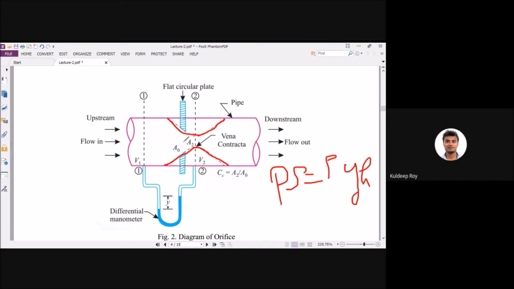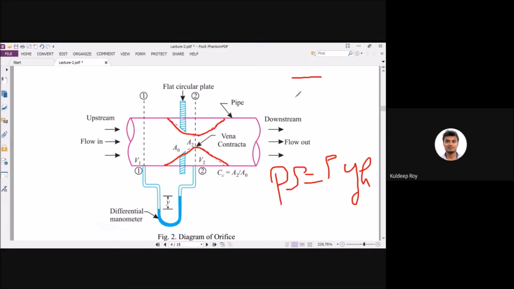At this position velocity will increase, and there will be a change in the area of the flow. Why the area of the flow? Because here the diameter is very large, here the diameter is very small, so velocity and flowing area both will change. Now you can see the fluid looks like a venturi, but this is not a venturi. This is the flow trend of a flowing fluid in an orifice plate, and this particular zone is called the vena contracta.